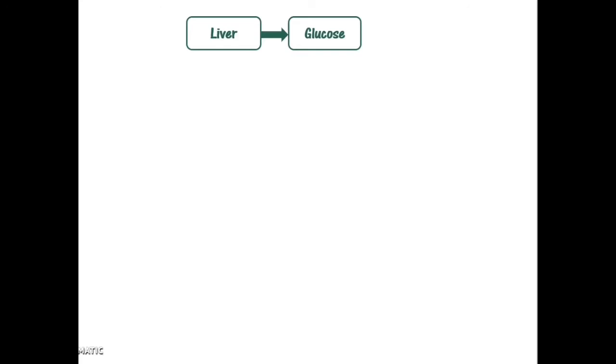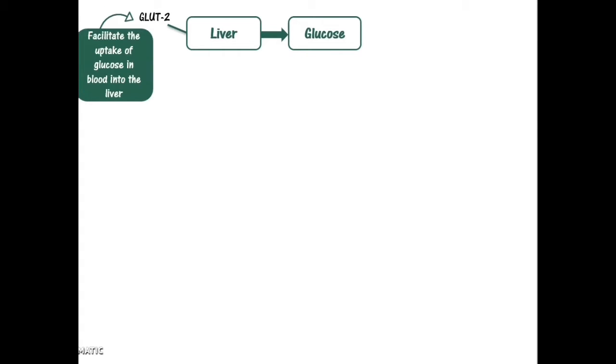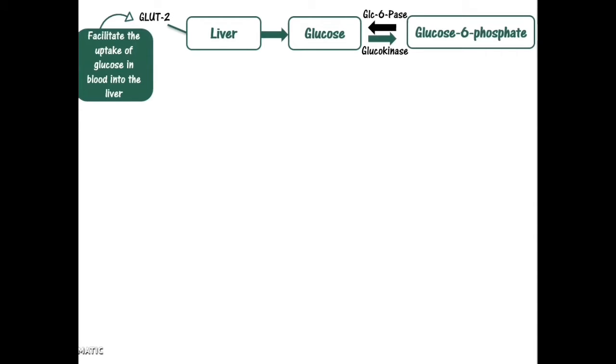For that reason, we need GLUT2 receptors, receptors that are present on the surface of hepatocytes that will facilitate the entrance of glucose from the blood into the liver. Once the glucose enters the liver, an enzyme named glucokinase will convert the glucose into glucose 6-phosphate. So from the name kinase, which means addition of a phosphate group, this enzyme will add a phosphate group on carbon number 6 of a glucose molecule, forming glucose 6-phosphate.